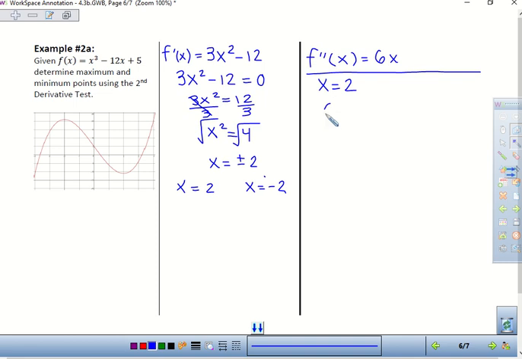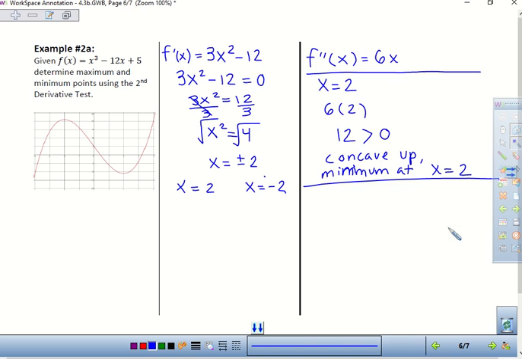You're then going to plug each of these separately into that derivative. So 6 times 2 is what? 12. Is 12 greater than 0 or less than 0? Greater. Good. So if it's greater than 0, that's concave up, and it means you have a minimum at x equals 2. Okay? So that's how the test works. Everybody good with that? So if it's greater than 0, it's a minimum? Yeah, because it's concave up.